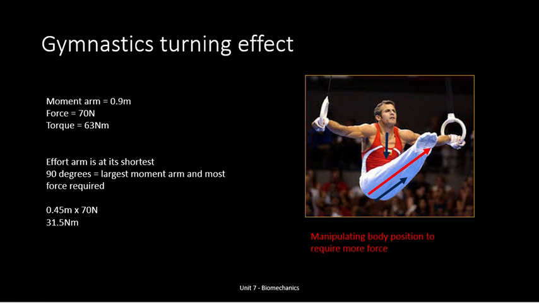As shown at the bottom there with that equation, 0.54 meters would then be the moment arm with still the 70 newtons, and therefore the torque would only be 31.5 newton meters, which would make it easier for the athlete to perform that movement using less force by manipulating their body position.